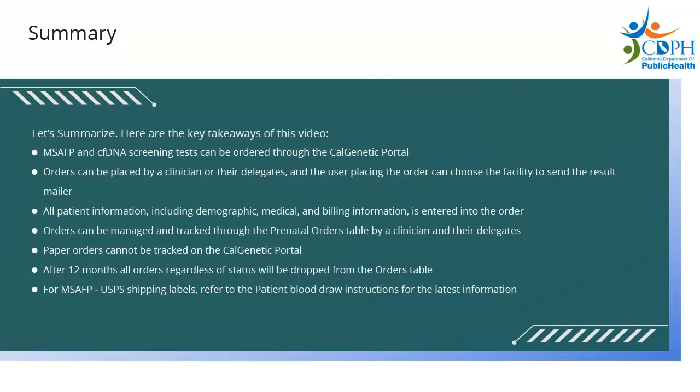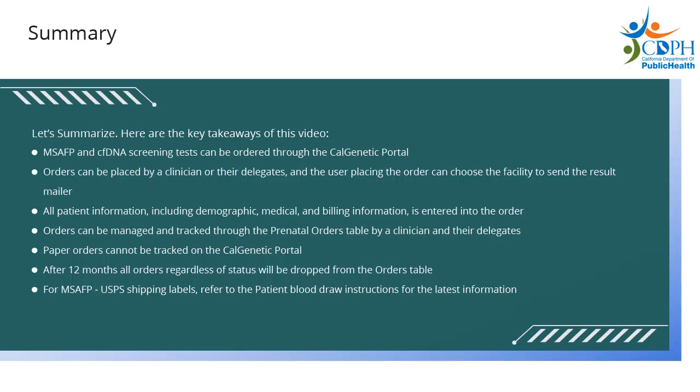Let's summarize. Here are the key takeaways of the video. MSAFP and cfDNA screening tests can be ordered through the CalGenetic Portal. Orders can be placed by a clinician or their delegates, and the user placing the order can choose the facility to send the result mailer. All patient information, including demographic, medical, and billing information, is entered into the order.